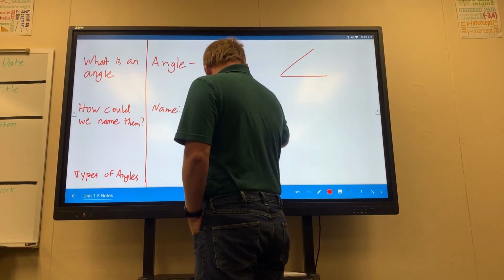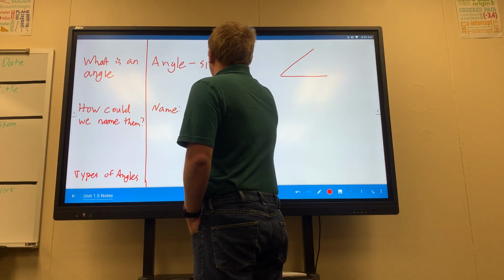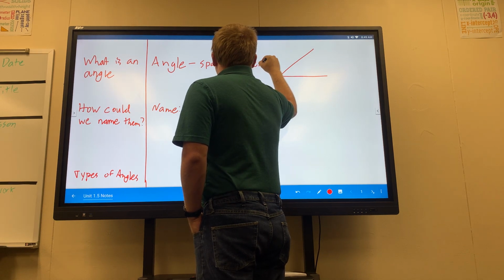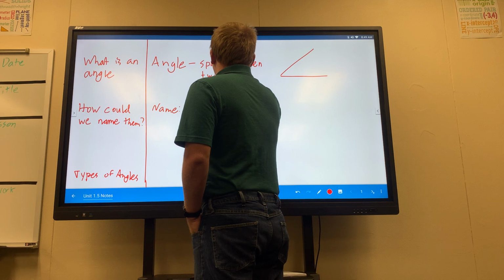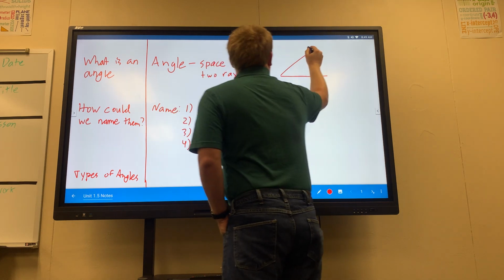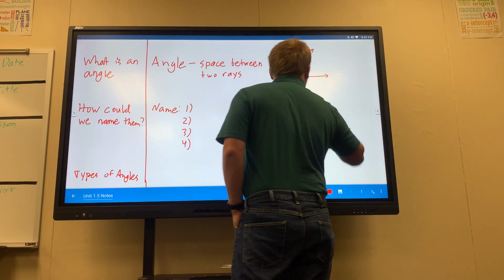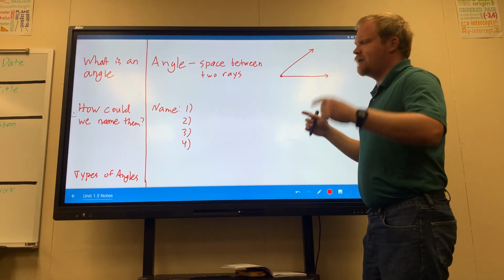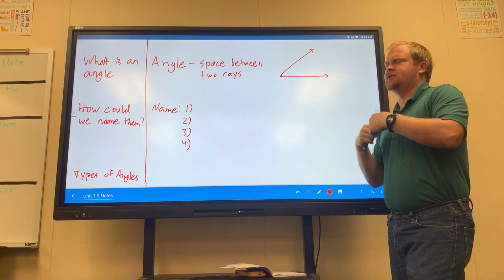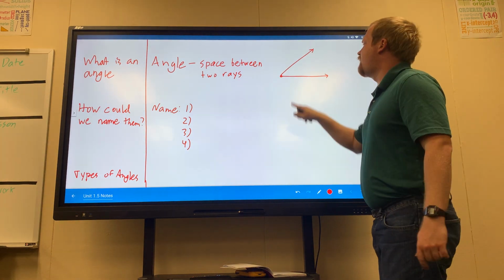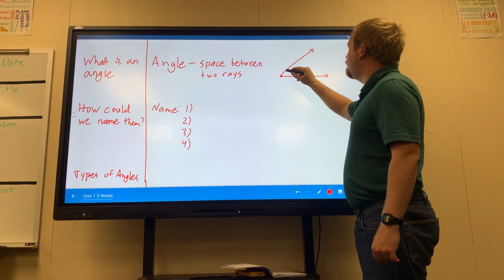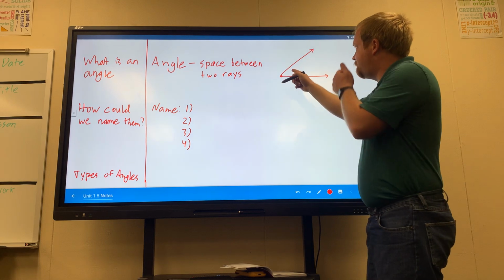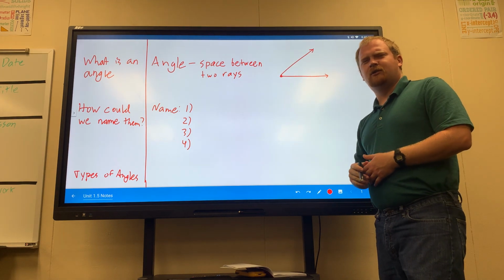Well, an angle is space between two rays. Okay? So if you think about it like this, imagine if we had two rays that intersect each other at the same spot as far as their endpoints. This right here is an angle, okay? That amount of space is what is the angle.